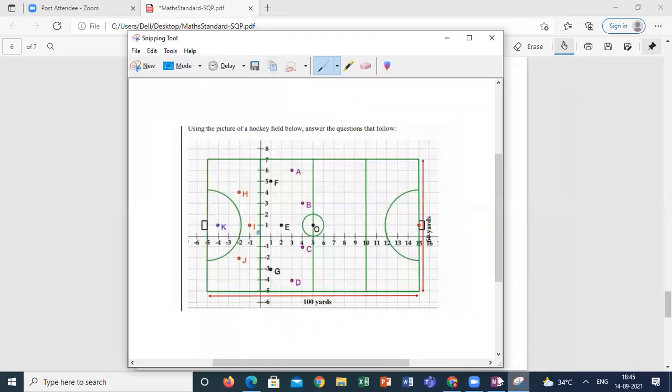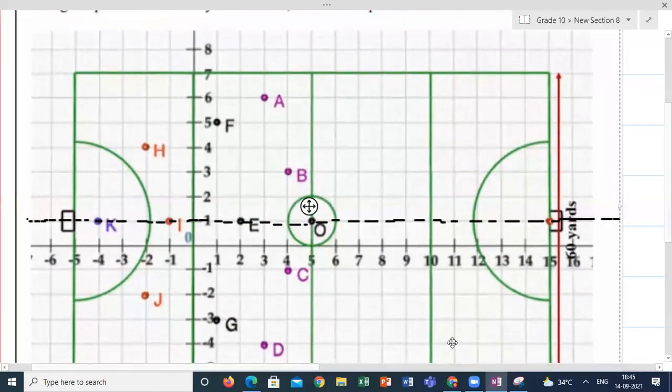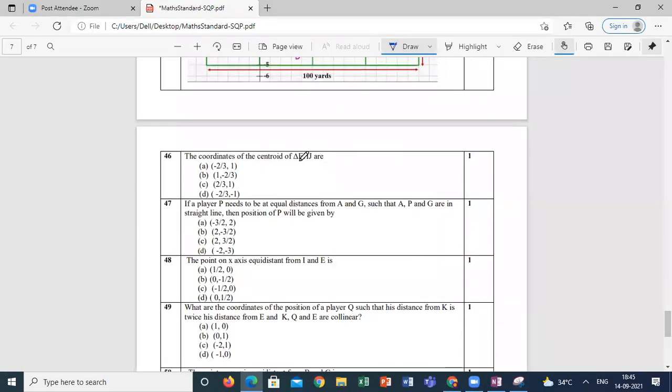The whole diagram came. If you zoom out this diagram properly, it will be easy to understand. Just mark it. This is the x-axis. I'm zooming out this diagram a little bit, but you can't zoom out in the exam like this. Zooming out makes it easy to calculate the coordinates. Mostly the questions are about coordinates only. Here the question asks for the centroid of EHJ.